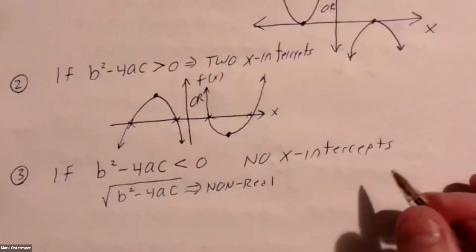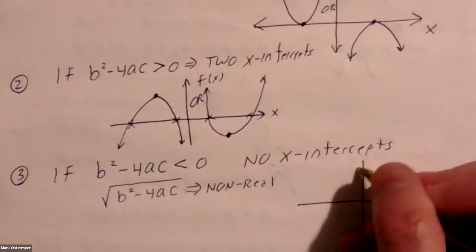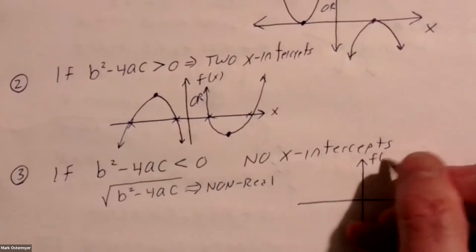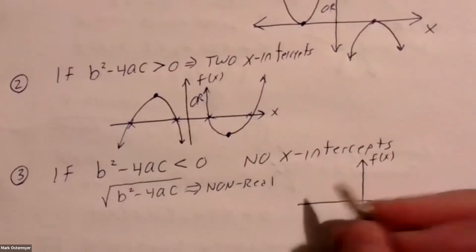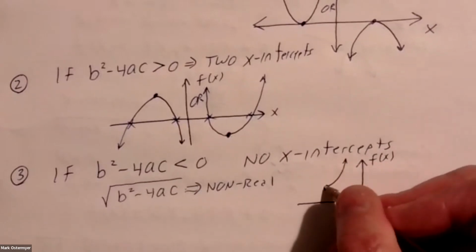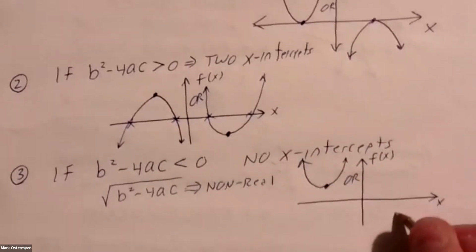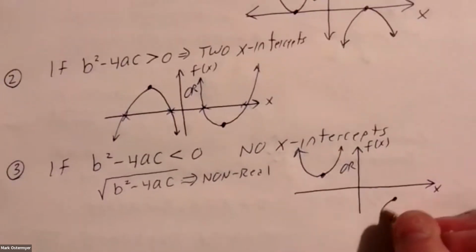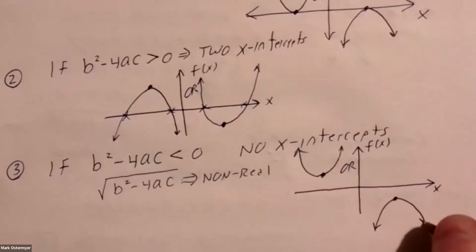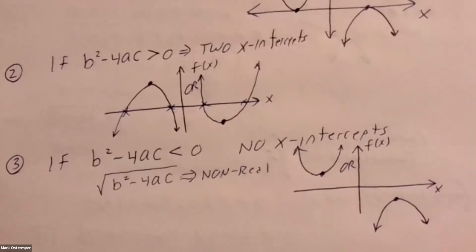What would a parabola look like if it doesn't have any x-intercepts? Well, that means it cannot go through the x-axis or even touch the x-axis anywhere. So that would occur if your vertex point of your parabola is above the x-axis and the parabola opens upwards. There would be no x-intercept. Or your vertex point could be below the x-axis and your parabola open downwards, in which case there would also be no x-intercept.